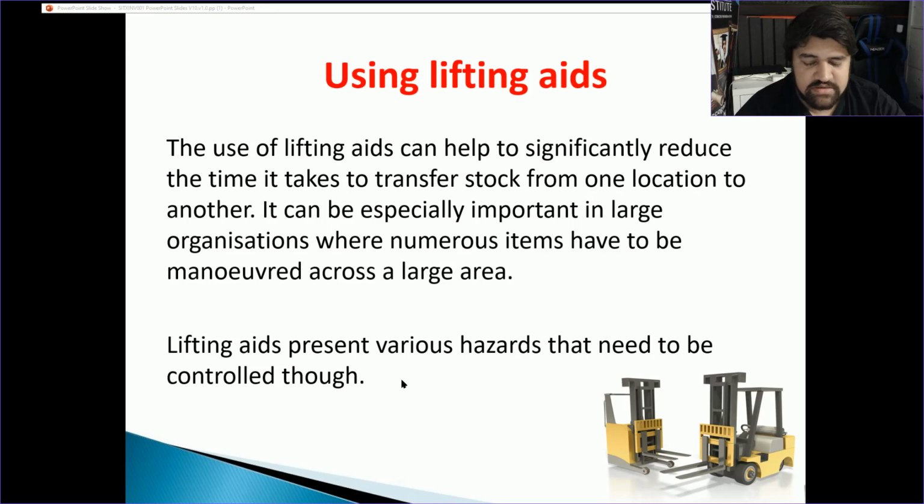Use lifting aids. So anything that's heavy, you can use a forklift, or you've got hand lifts, things like that you can use at the workplace. The use of lifting aids can help to significantly reduce the time it takes to transfer stock from one location to another. It can be especially important in large organizations where numerous items have to be maneuvered across a large area.